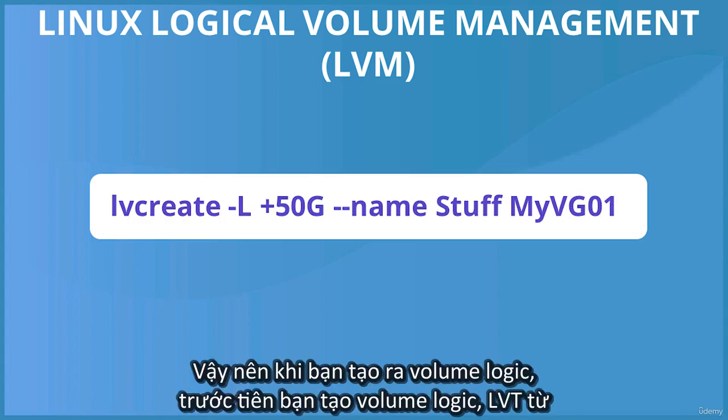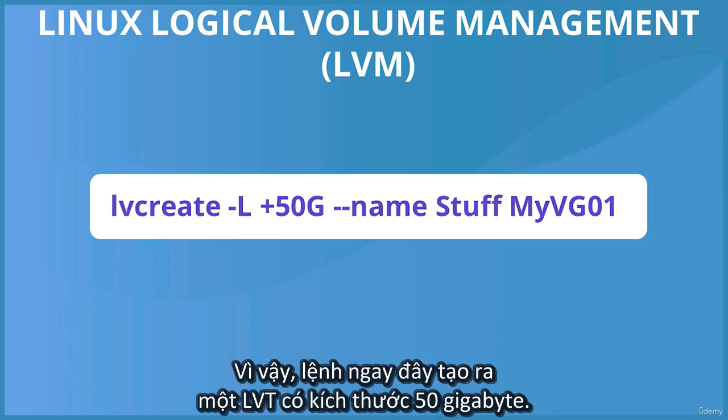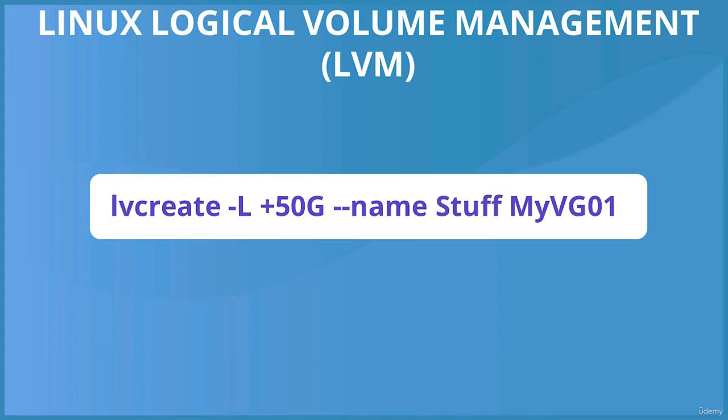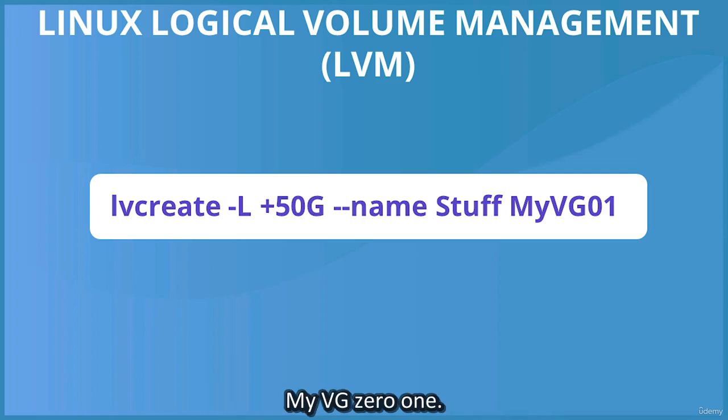When you're creating the logical volume, you first create the logical volume, the LV, from existing free space within the volume group. The command right here creates an LV with a size of 50 gigabytes. The volume group name is myvg01, and the logical volume name is stuff. So: lvcreate -L 50G --name stuff myvg01.